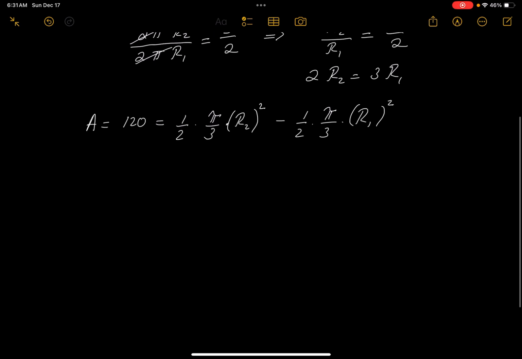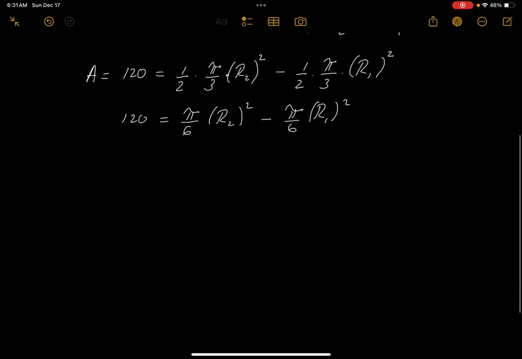Let me see if I can figure this out. So 120 is equal to pi over 6 R2 squared minus pi over 6 R1 squared. I'm going to multiply both sides by 6 over pi. So you get 6 over pi times 120 equals R2 squared minus R1 squared.